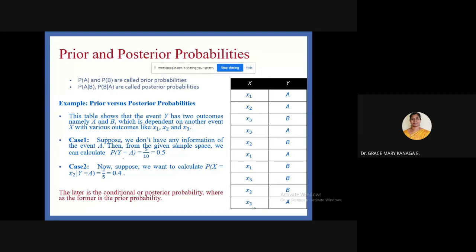So for example, just consider case 1. Suppose we do not have any information of event A. Suppose we don't have any information of the event A.